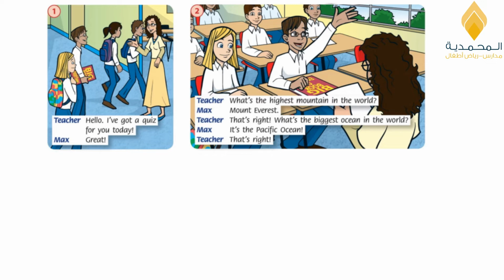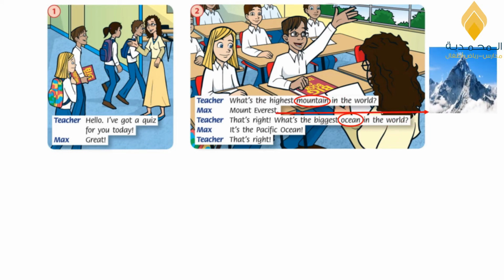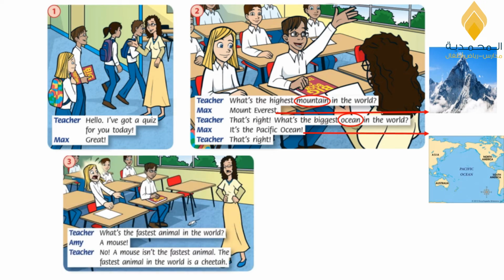Teacher: That's right. Now I want you to circle all the words that were mentioned before. We have mountain and ocean. So what's the highest mountain in the world? Excellent. Mount Everest. And what's the biggest ocean in the world? Excellent. The Pacific Ocean.